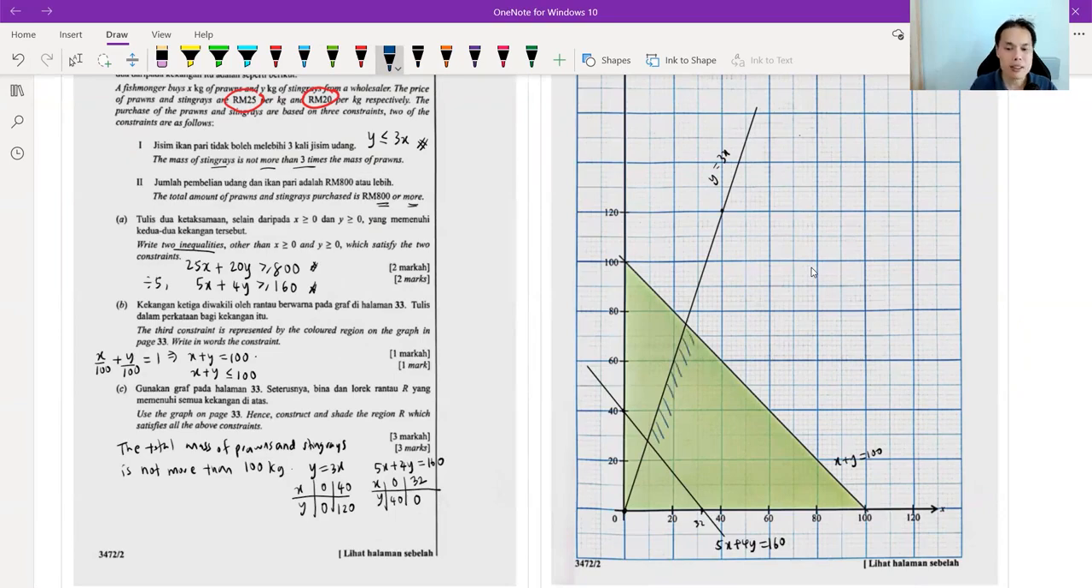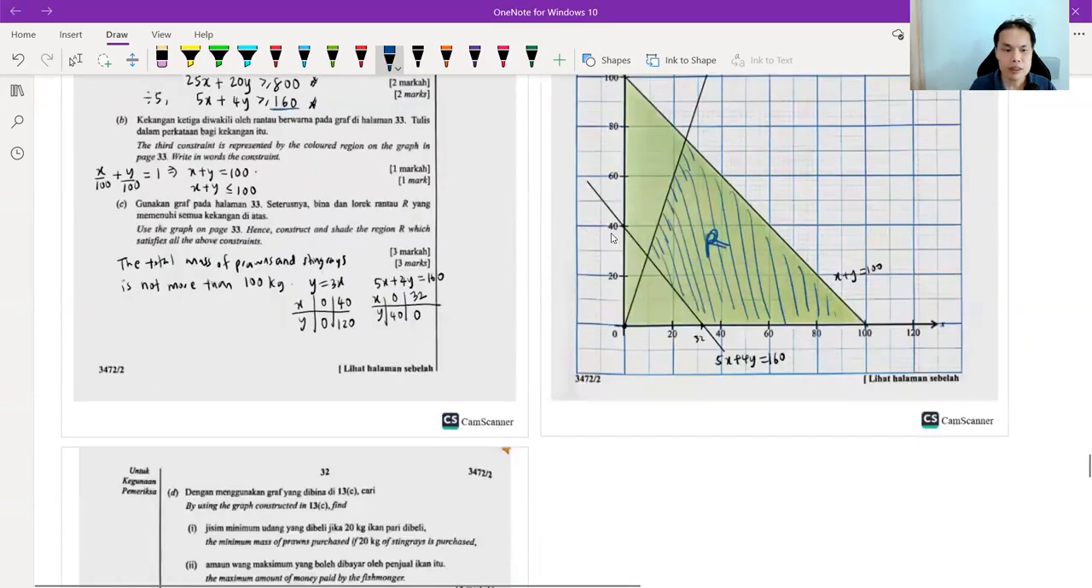And number three, it must be above here. It must be at least greater than or equal to 160. So it must be above this line. Let me just shade here and label it with the symbol R. R is the region that we want. Okay, now we're done on the graph here.